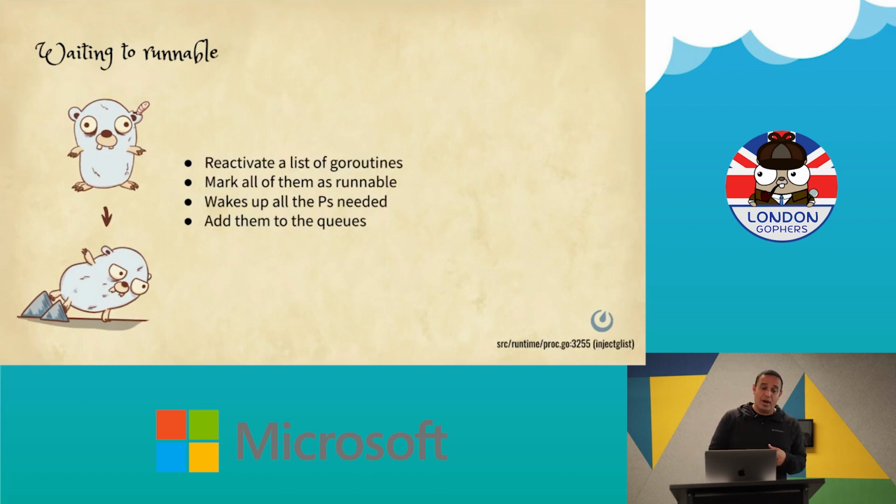Okay, waiting to runnable. Another way of moving from waiting to runnable is reactivating a list of Goroutines. That can happen, for example, as part of the garbage collector. When the garbage collector finishes its job, sometimes it reactivates all the Goroutines that were waiting because of the garbage collector, marks them all as runnable again, wakes up all the P's needed, and adds them to all the queues wherever needed.